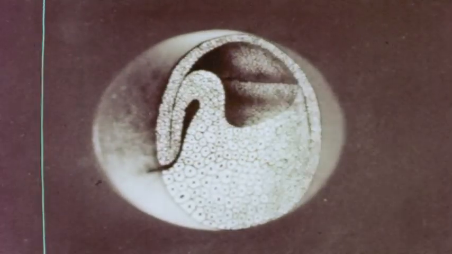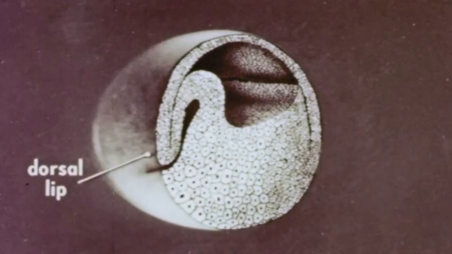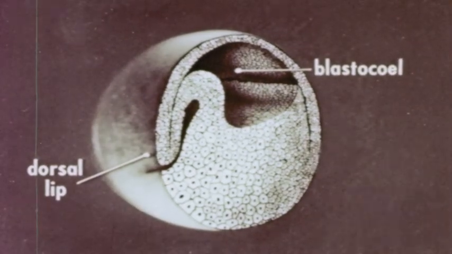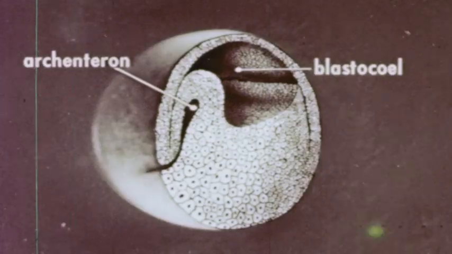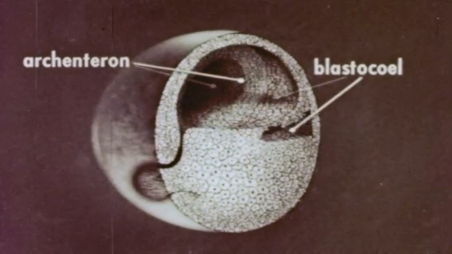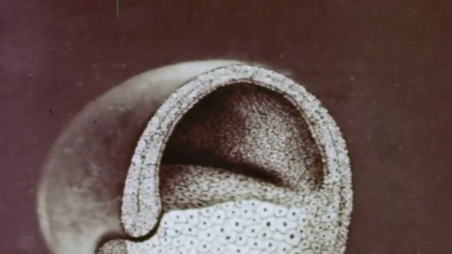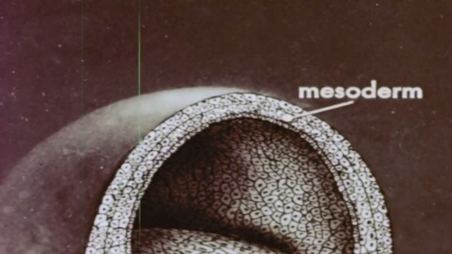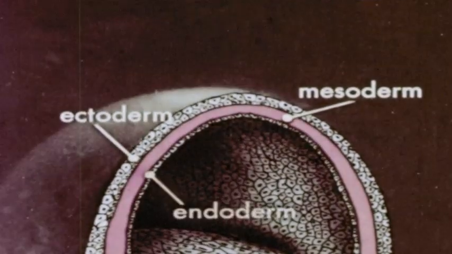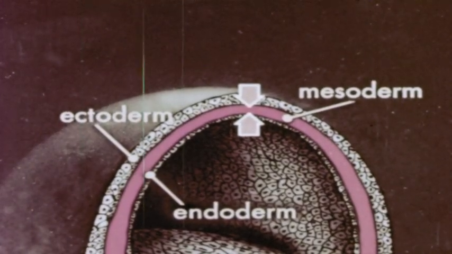Once again, a section of the early gastrula reveals that during the time when the dorsal lip of the blastopore begins to develop, the blastocele is being crowded out by the cells of the primitive gut, called the archenteron. Eventually, some of the cells around the archenteron become the mesoderm. This layer, located between the ectoderm and the endoderm, will give rise to formation of the skeleton, muscles, and circulatory system.